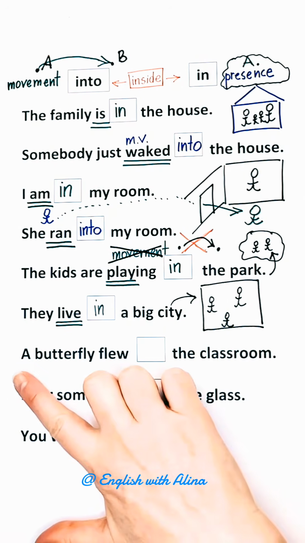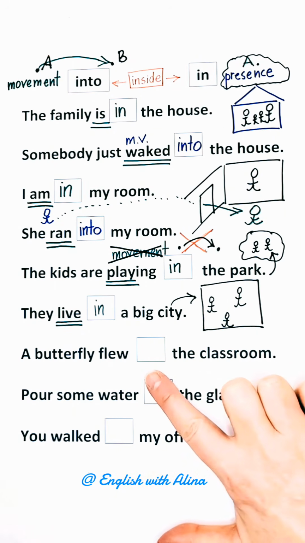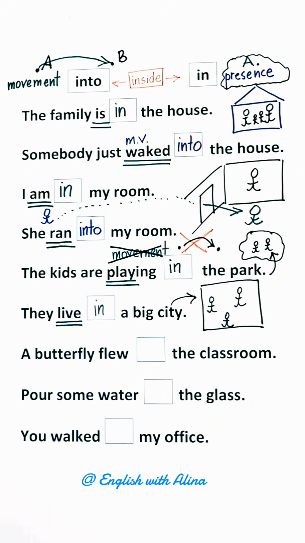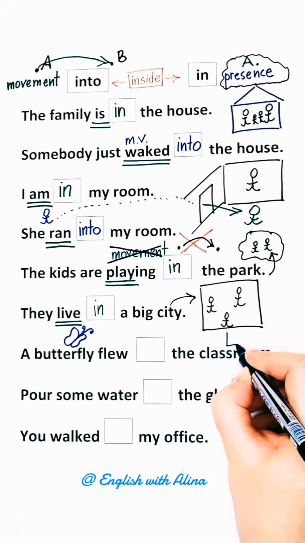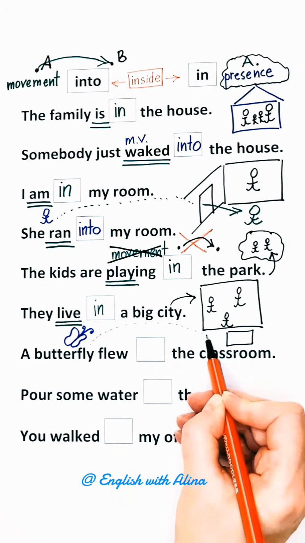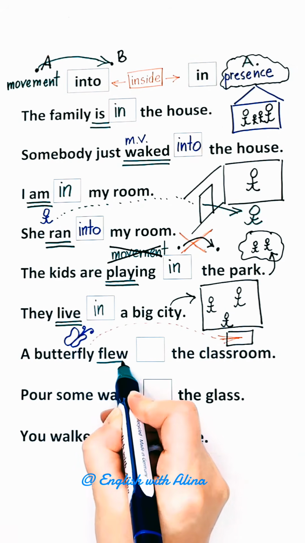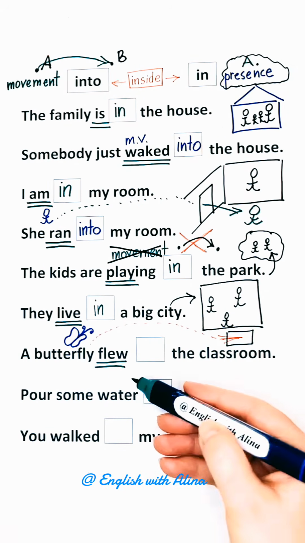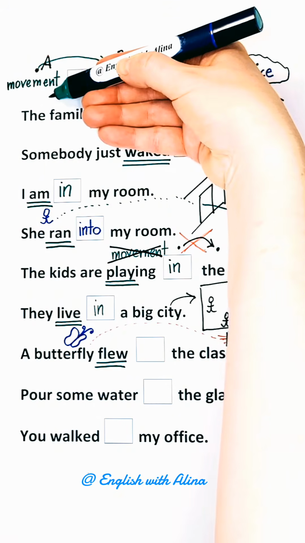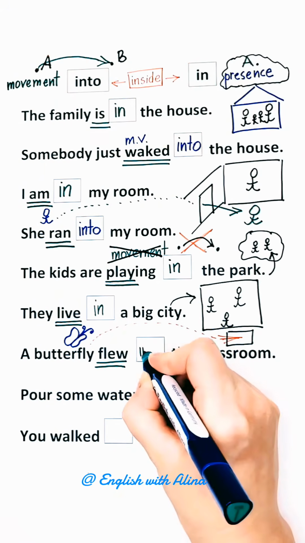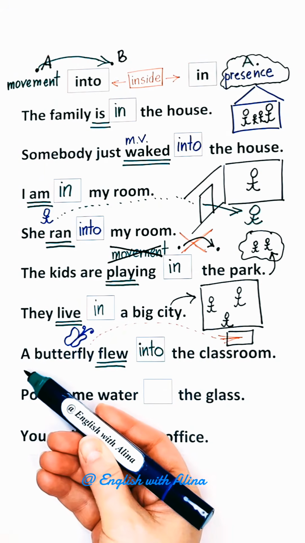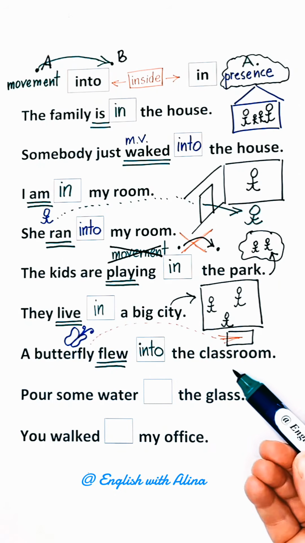A butterfly flew blank the classroom. Here is the butterfly. Here is the classroom. The verb flew shows movement. Into. A butterfly flew into the classroom.